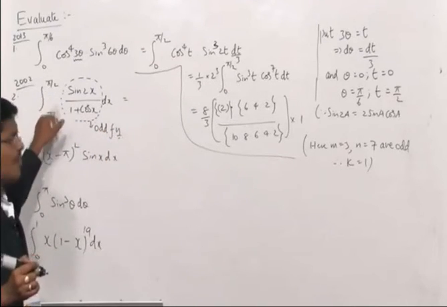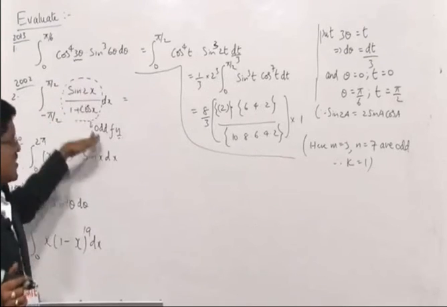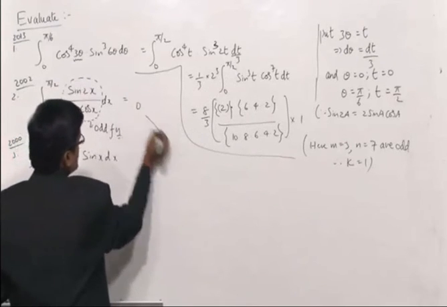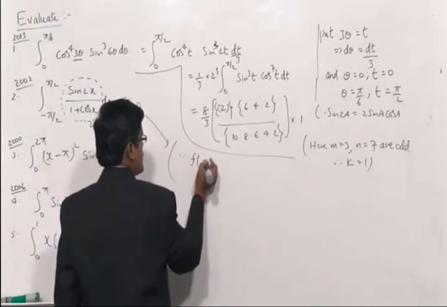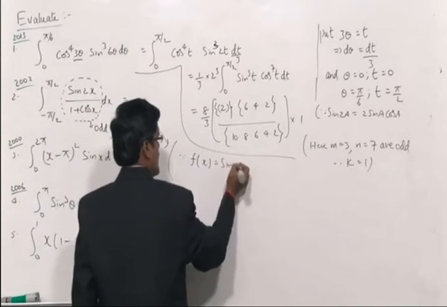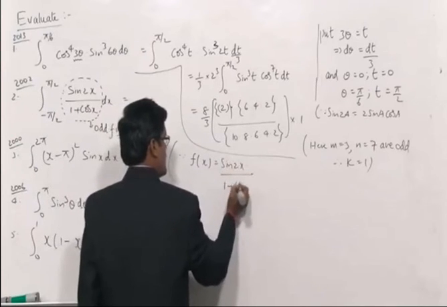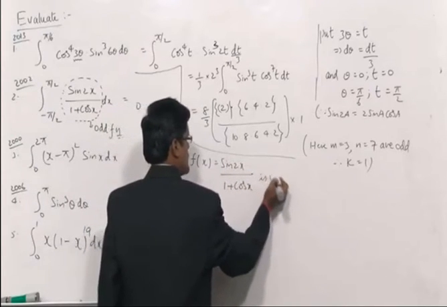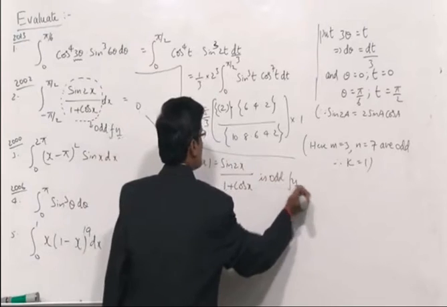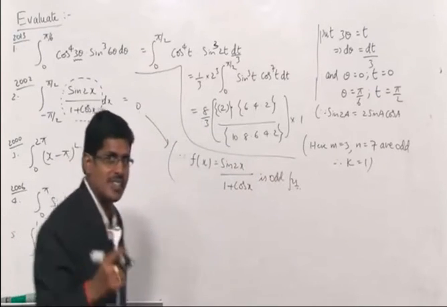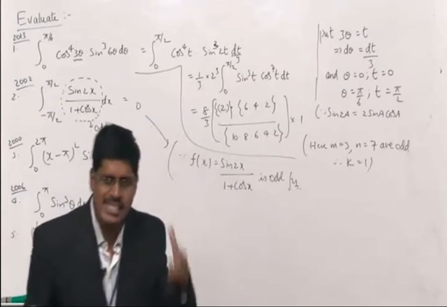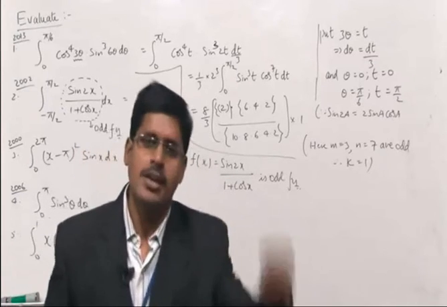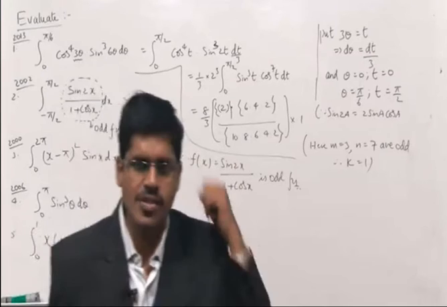So look at your fourth or fifth formula: from minus a to a, if f(x) is an odd function, the answer is 0. Here I am explaining the reason. Since f(x) is equal to sin 2x by 1 plus cos x is an odd function, what is the procedure given for odd or even functions? Substitute x is equal to minus x and simplify. If you get minus into f(x), then it is an odd function. If you get plus into f(x), then it is an even function.